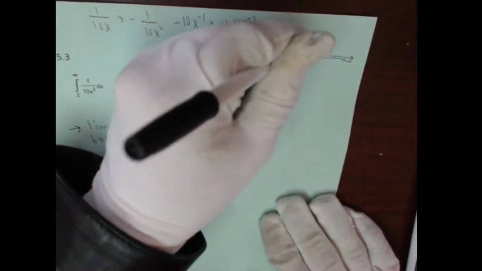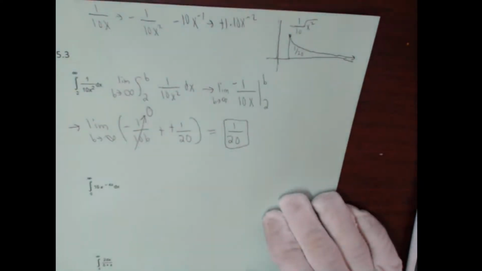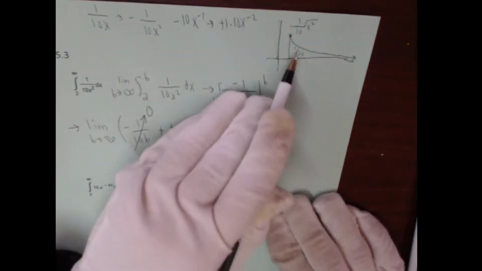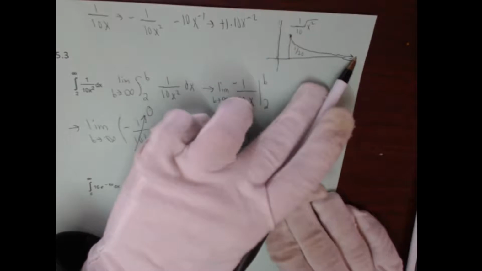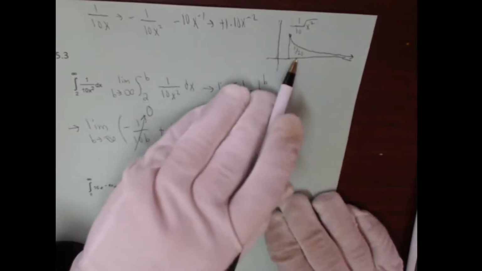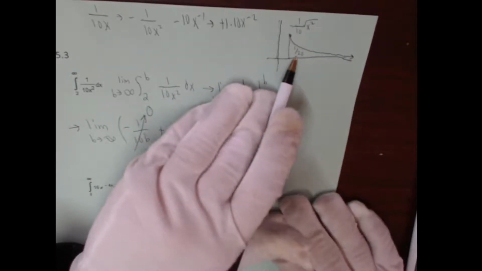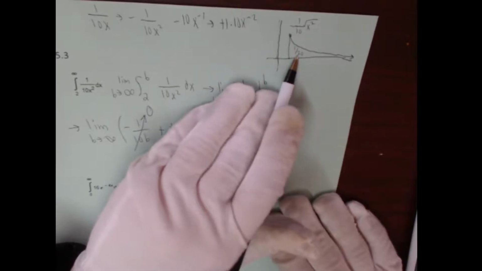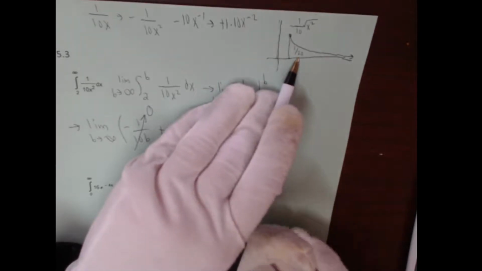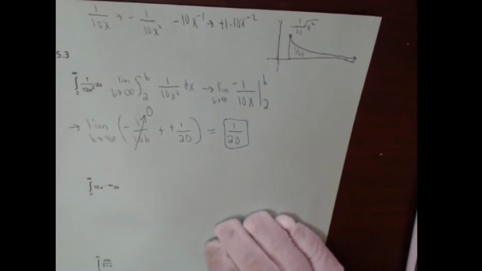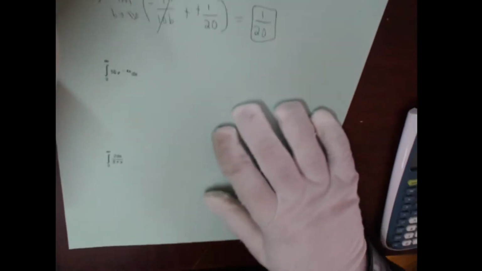So this area right here, if this is the curve 1 over 10 x squared, x squared being on the bottom, the actual area of this curve gets small enough fast enough that no matter how far you go out, the area will never get bigger than 1 over 20, and so we say that that is the area. It's the result of a limit, as is all of calculus. That's it. That's all we got to do. Let's do a second example, and then we'll take a break.